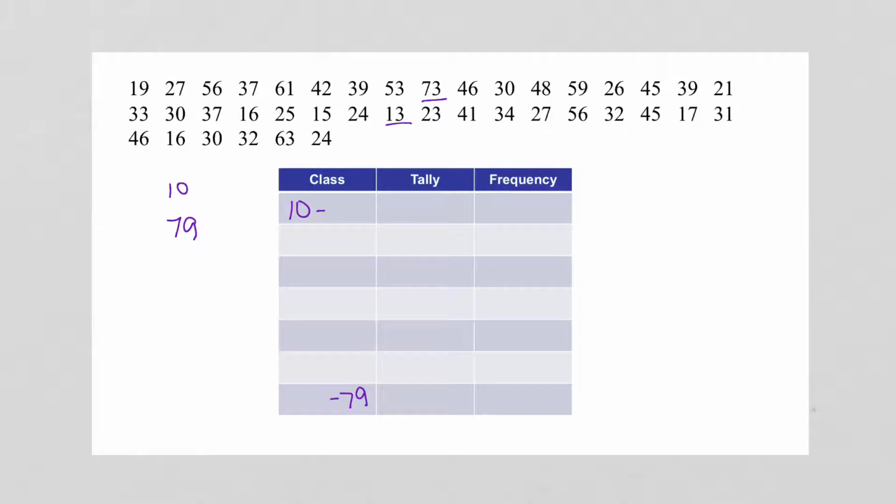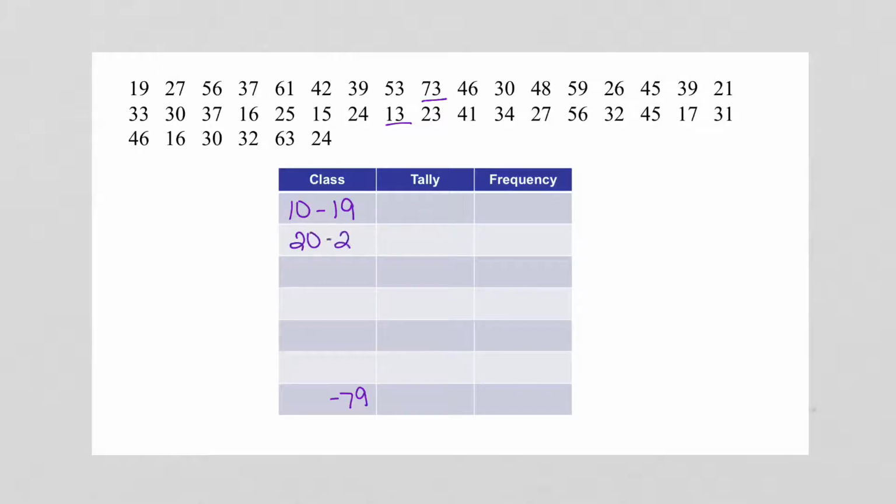And we've got 1, 2, 3, 4, 5, 6, 7 spots here. And so if we take 80 to make it easier, subtract 10, and divide by our 7 spots, then we get that each class size will be 10. So starting with 10 and going to 19, 10 is the width of that class. And so each width will be the same.